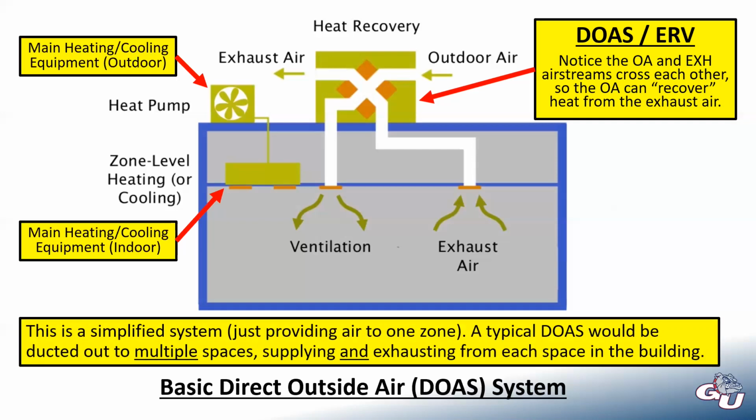Typically the way this works is that DOAS would be ducted across a building and hit all kinds of zones. So you'd have a whole mess of ductwork going to every single room, you'd have a ventilation supply and an exhaust that would all tie back into a common DOAS unit. Or maybe across your building, you might have 3 or 4 of these.